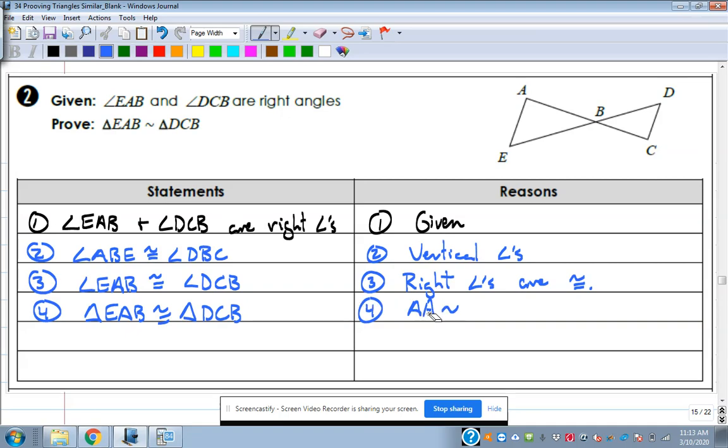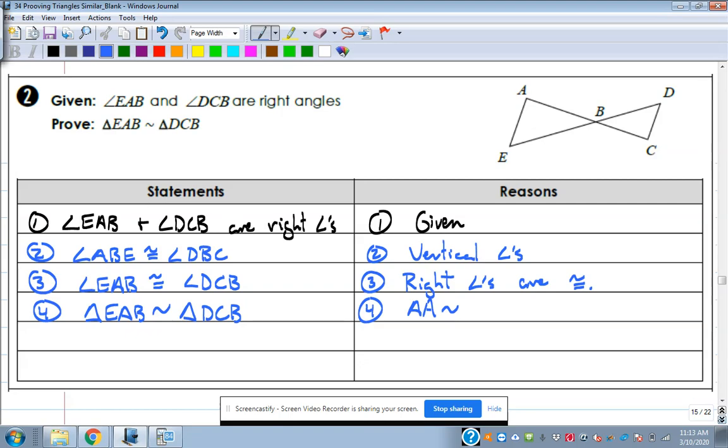On statement 4, we're trying to prove that they're similar, so we need the similarity there. I wrote it the wrong way. Thank you. I've gotten that habit, like you guys were talking about earlier. We're doing so much with congruence, and I wrote it the wrong way. Thanks, Faith.